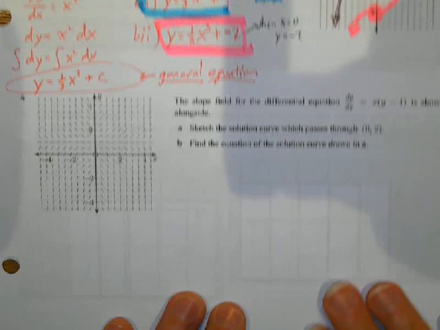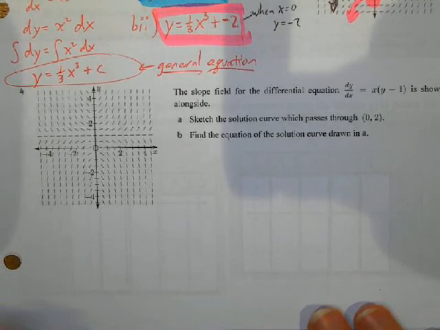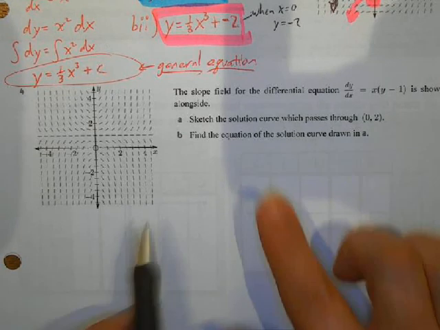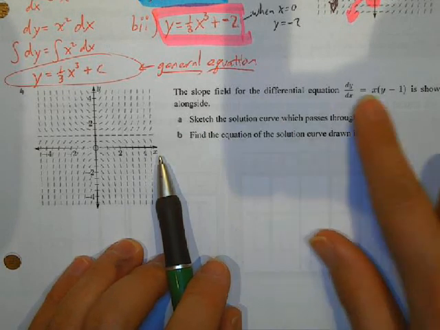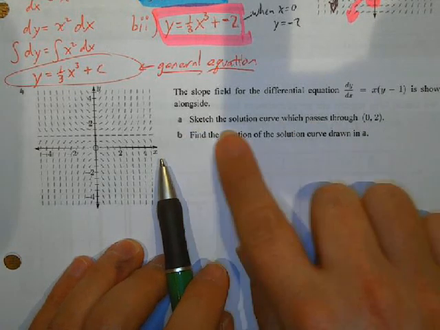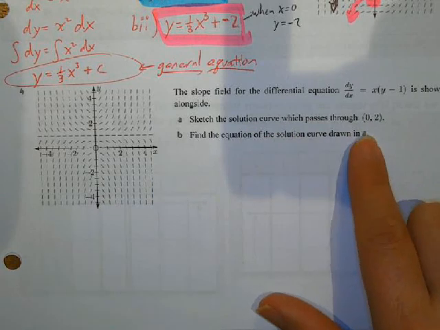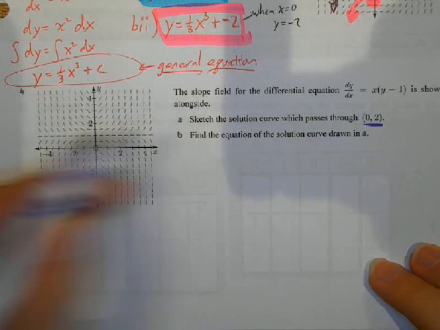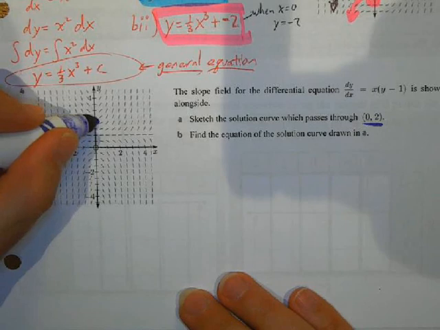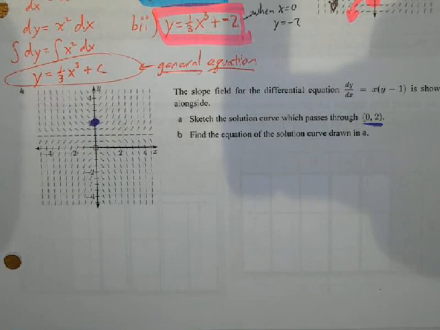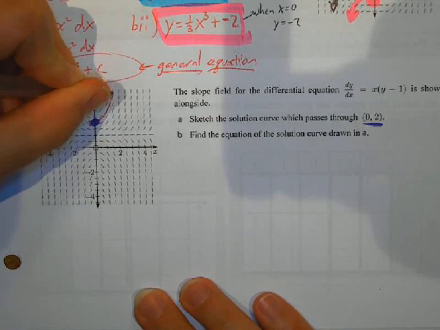Okay, number 4. The slope field for this differential equation is shown above. Sketch the curve that goes through (0, 2). So (0, 2) goes through right there. And if I draw my slope field, it looks like it's going like this.